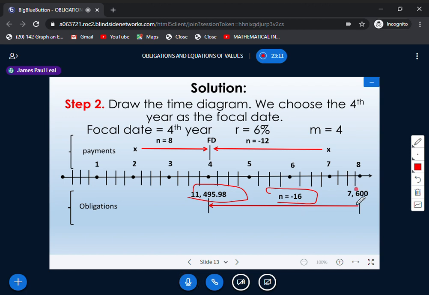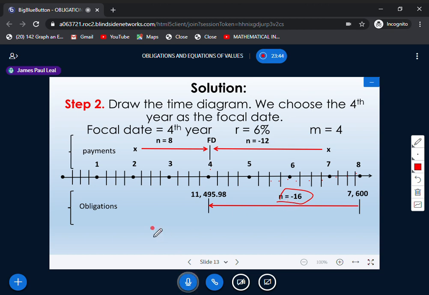And how are we going to find n equals negative 16? Let's look at this one, the 8th year, which is 7,600. If we bring it back to the focal date, which is 4 years, it talks about the past, therefore you will have a negative exponent. So let's count how many periods we have between 4 and 8. We will have 16, since 1, 2, 3, 4, 5, 6, 7, 8, 9, 10, and so on is 16. That's why we have n equals negative 16.